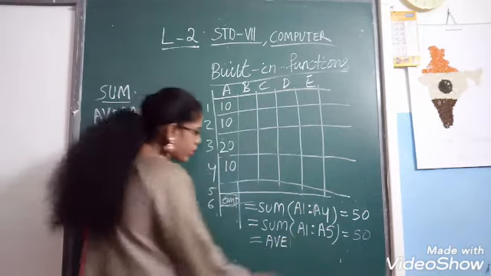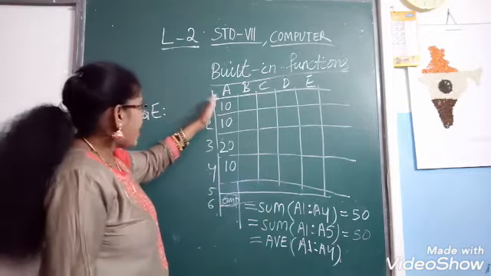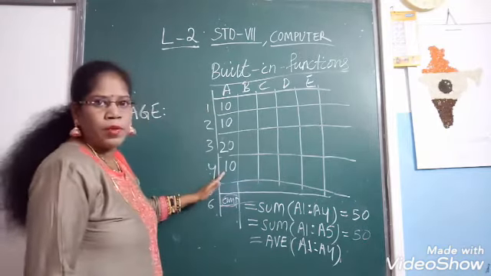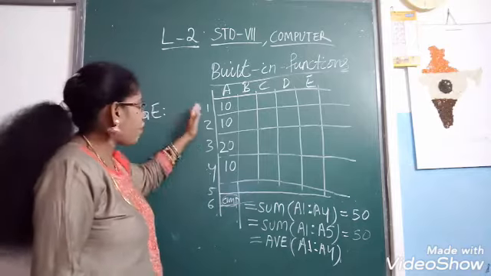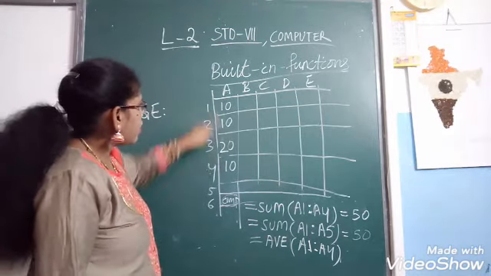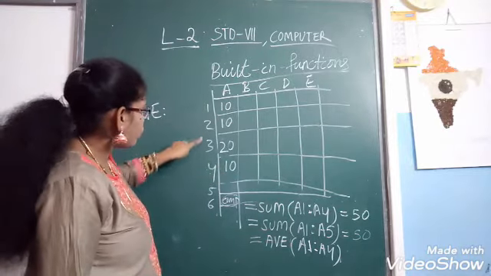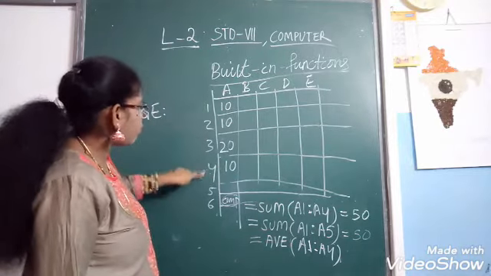AVE is also a short form, you can write average. Then if I want A1 to A4, it will automatically add all the numbers and divide by the total number of cells. Then it will do 10 plus 10 plus 20 plus 10: 10, 20, 30, 40, 50. 50 divided by 4 cells. So you will get the average.